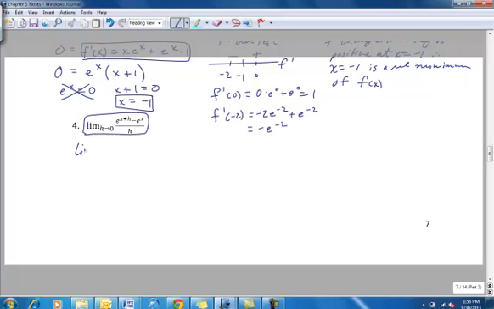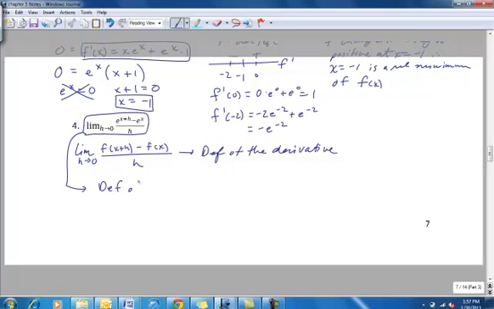Let me write the general form of this limit. Limit as h approaches 0 of f of x plus h minus f of x, all divided by h. You recognize it. I hope you do. This is the definition of the derivative, right? You recognize the difference quotient. The limit as the denominator approaches 0. This is the definition of the derivative. So more specifically for this problem, this is the definition of the derivative of e to the x. And the derivative of e to the x is e to the x.